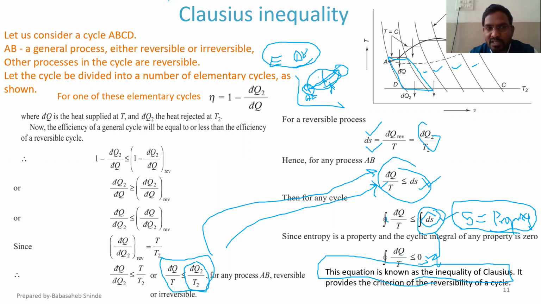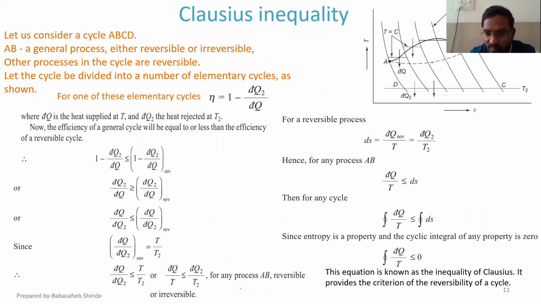Okay, so that is the point. Clausius inequality, and the relation is cyclic integral of dQ/T less than or equal to 0. Now there might be a confusion: we have seen this in the past, but you might have forgotten it. Why did I take cyclic integral of dS equal to 0? Let me explain this.